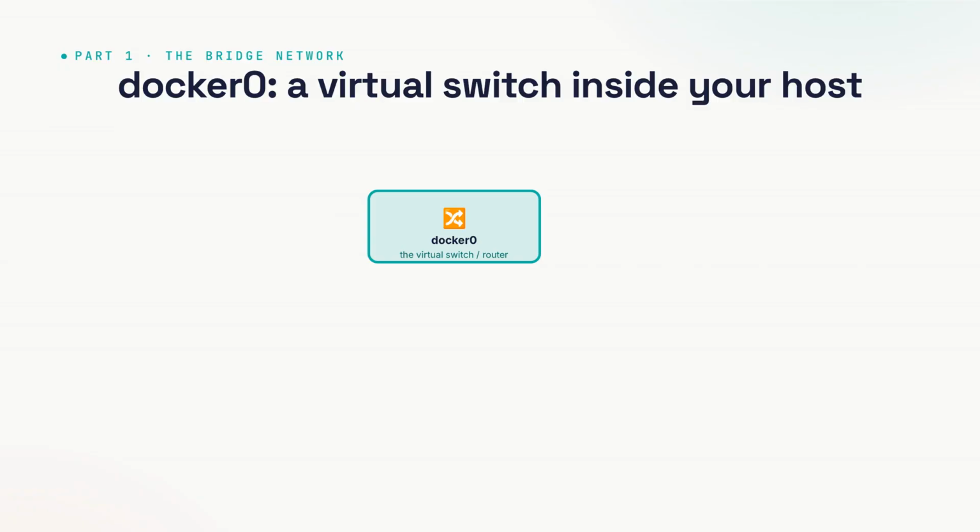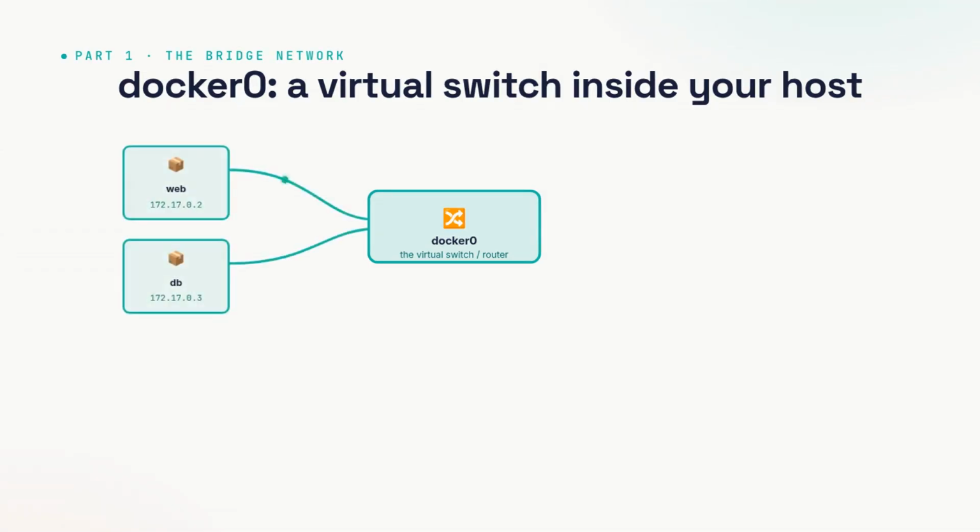When you install Docker, it creates a virtual switch on your host called Docker 0. Think of it as a little network switch living inside your machine, the concierge at the harbor. Every container on the default network plugs into that switch and gets a private IP from its range. Something like 172.17.0.2, 172.17.0.3, and so on. Because they share one switch, they can all reach each other on that private subnet.